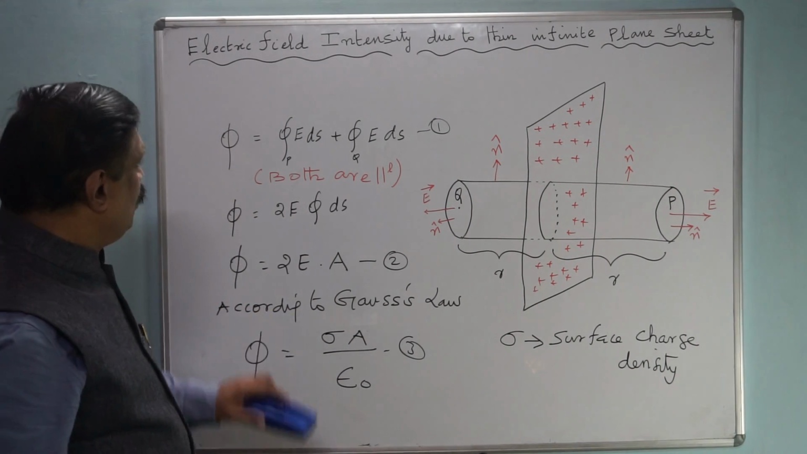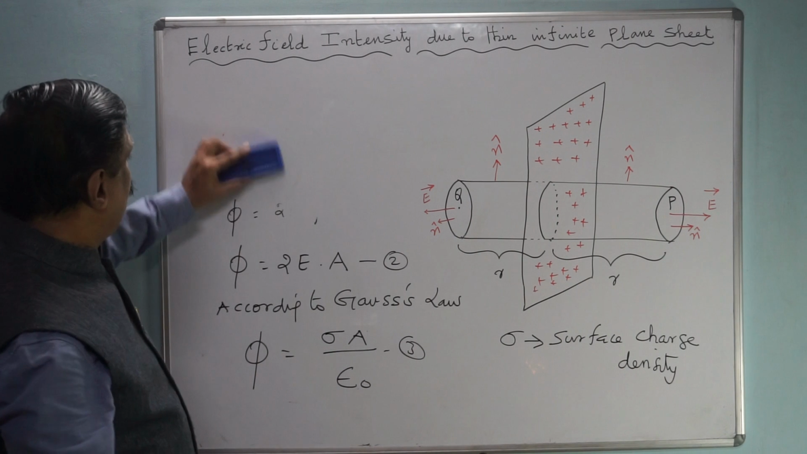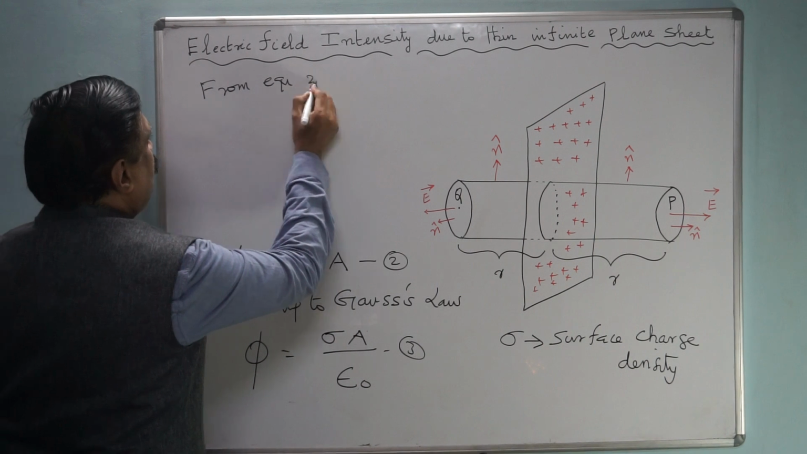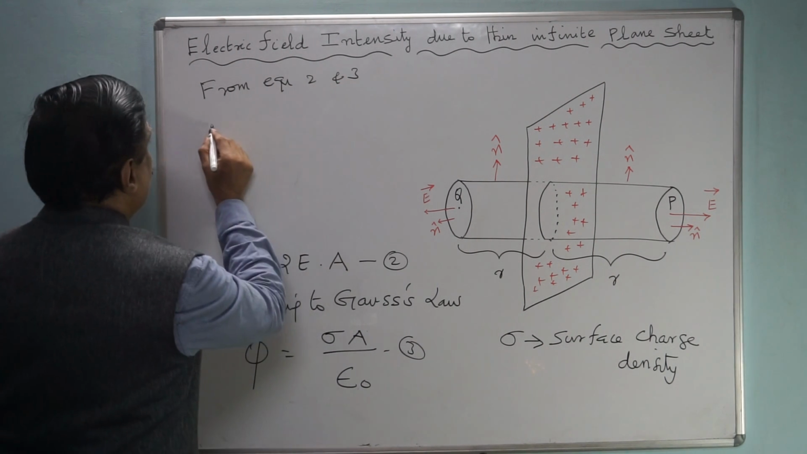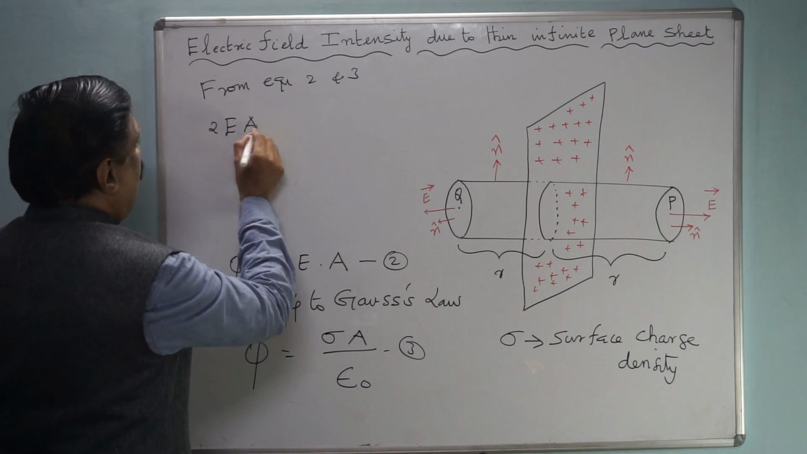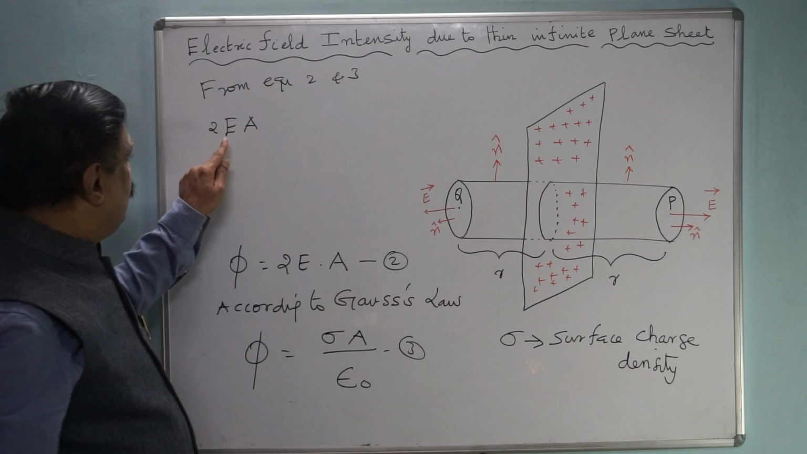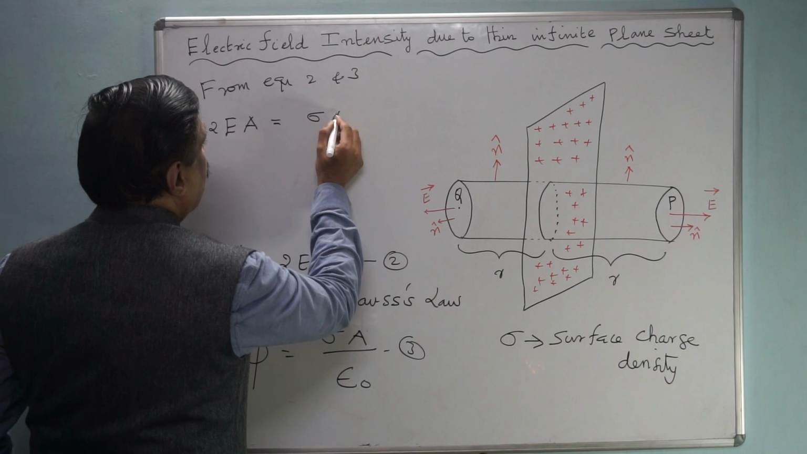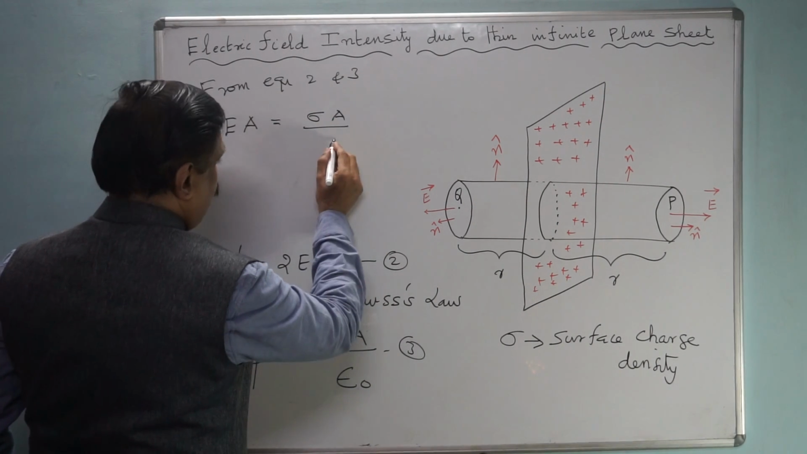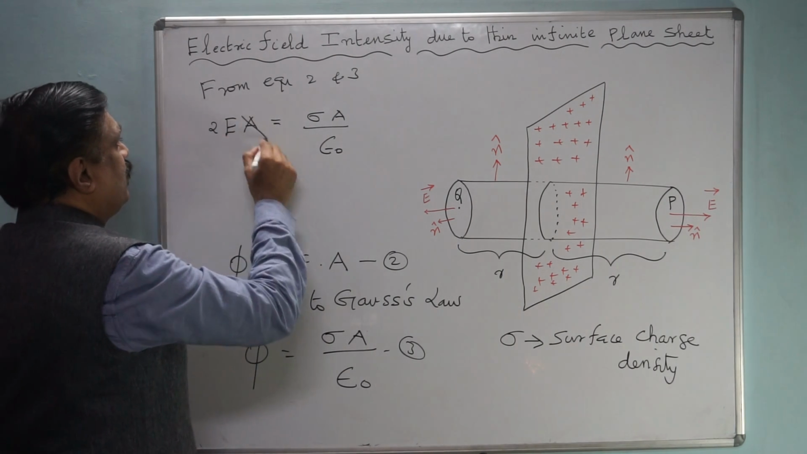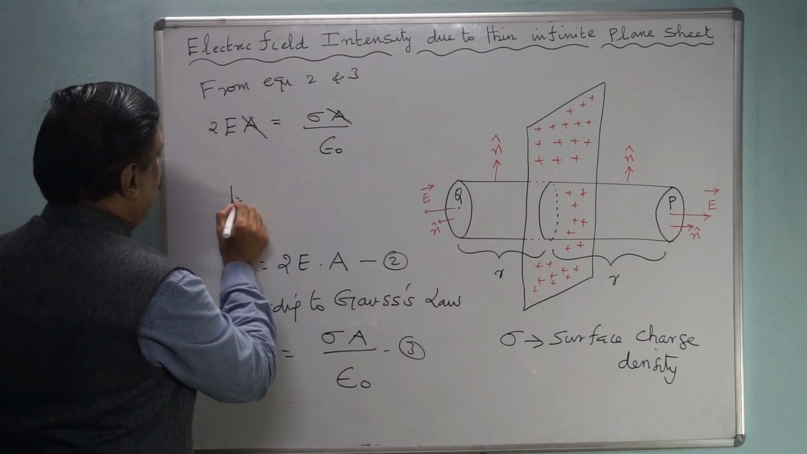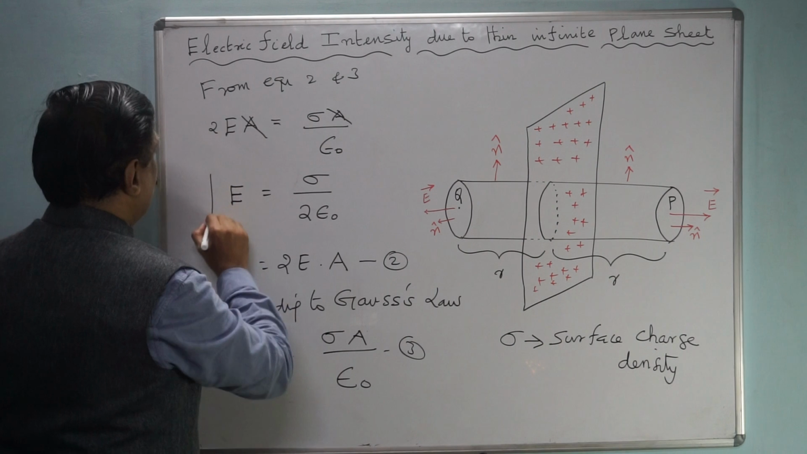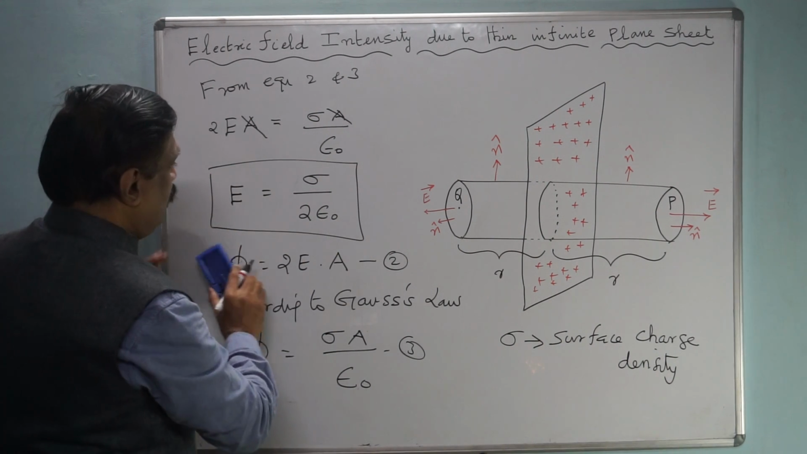Now equating 2 and 3, from equations 2 and 3, this is 2EA. Already I told you, always take the E term on the left hand side, which equals sigma A divided by epsilon 0. Now A gets cancelled. Therefore your electric field E equals sigma by 2 epsilon 0. This is your final result.